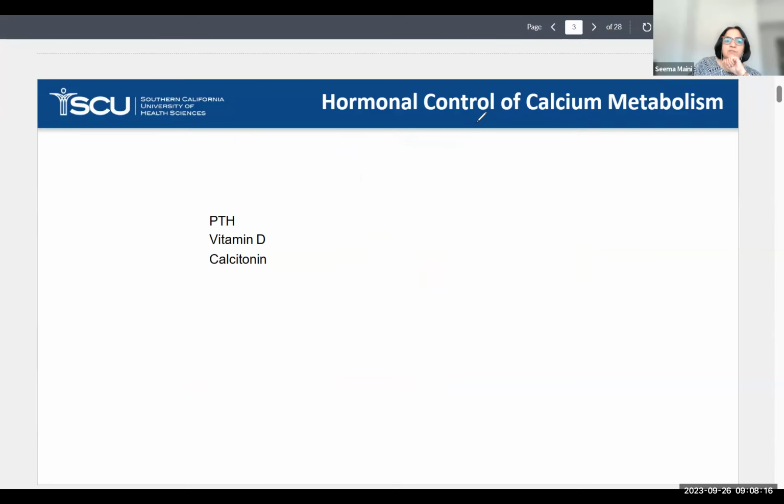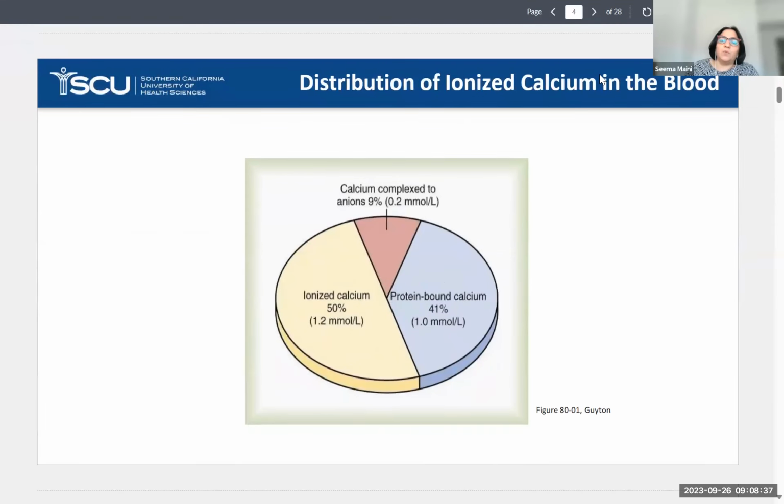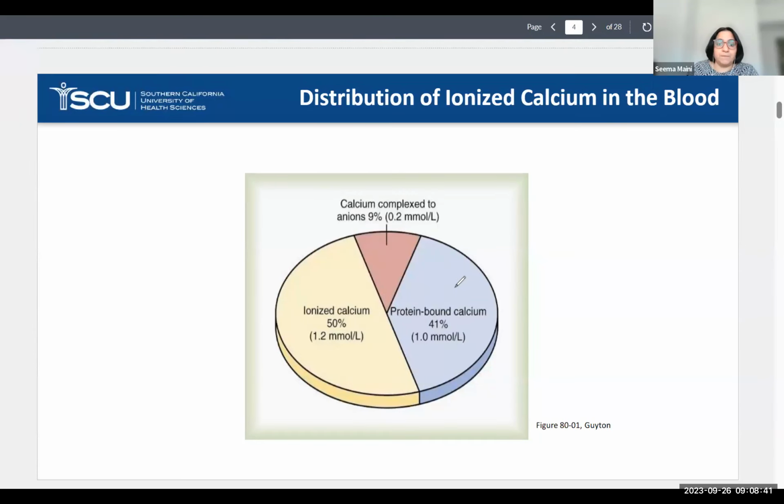So these are all the functions of calcium ions. And there is a third hormone. These three hormones are responsible for calcium homeostasis: parathyroid hormone, vitamin D, and calcitonin. We are going to look at the roles of these hormones in calcium homeostasis. But first, we need to know how calcium exists in our body.